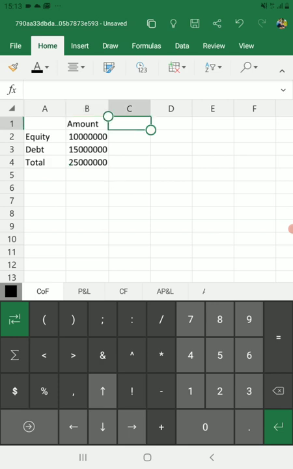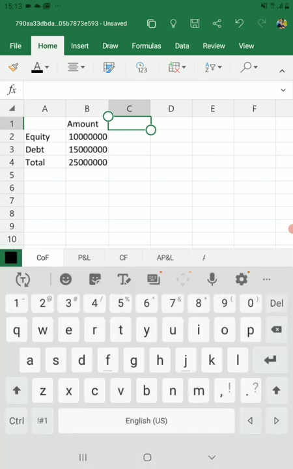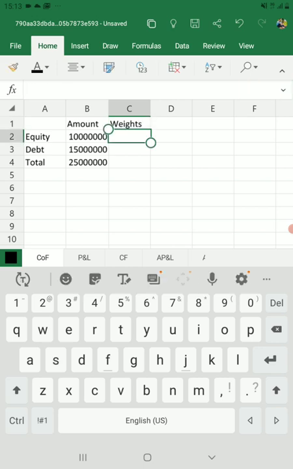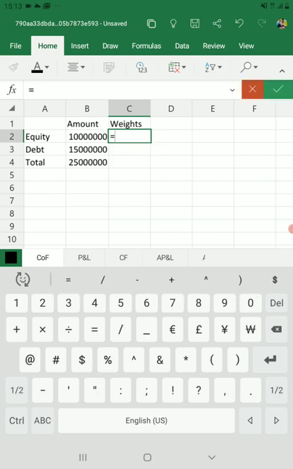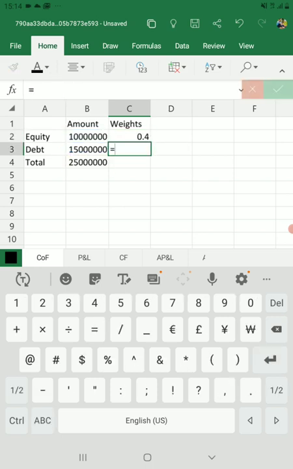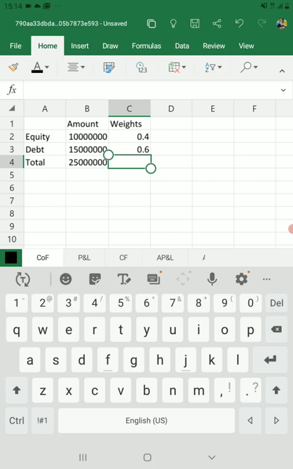And let us now establish the proportion of total capital here, which are called weights of total funds within this business. For equity, we start with an equal sign, click on the equity figure, divide by total capital. The same for debt, start with an equal sign, click on debt, divide by total capital. So those are the weights, the proportion of total investment in terms of amount.